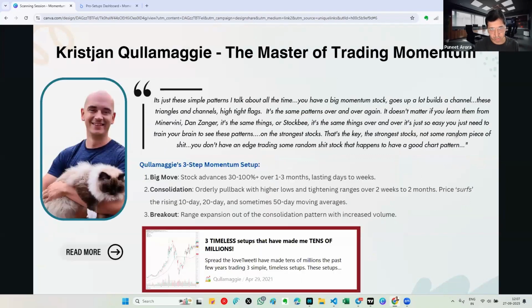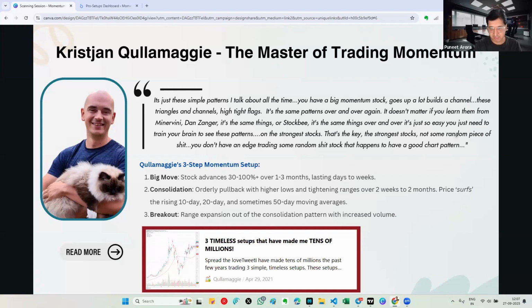You all know this guy, Kuala Maggie, pretty famous on Twitter, somebody who's an expert in trading momentum stocks. He says that he trades these simple patterns, and these patterns keep on repeating again and again. In fact, the entire foundation built by Minervini or Zanger or Stockbee, Pradeep Bonde, is based on the prior momentum. Then the stock pauses and then it moves again.